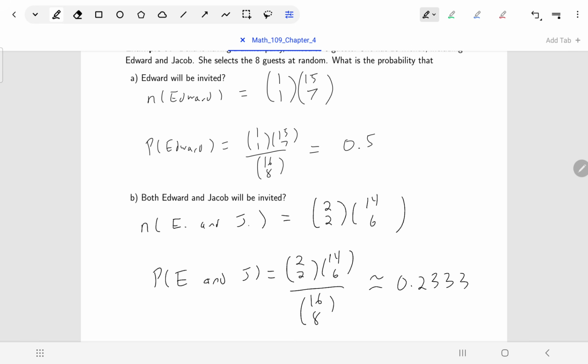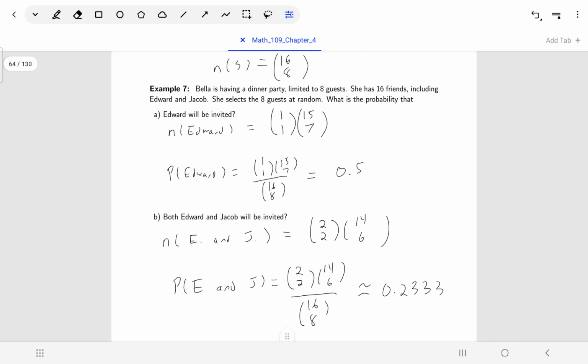Just as a little side note before I move on to the next, the 1C1 and the 2C2, I wrote those down just sort of for my own thinking, but of course those are both equal to 1. 1C1 is just equal to 1 and 2C2 is just equal to 1, so do you really need to have them in your answer? Not really. We could have just said, well, if Edward's invited, then there would be 15 people and we need 7 of them. If Edward and Jacob were invited, we would have 14 people and we would need 6 of them. So we don't really need to write in the 2C2 or the 1C1.